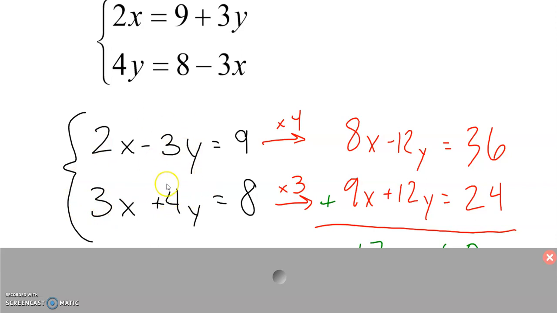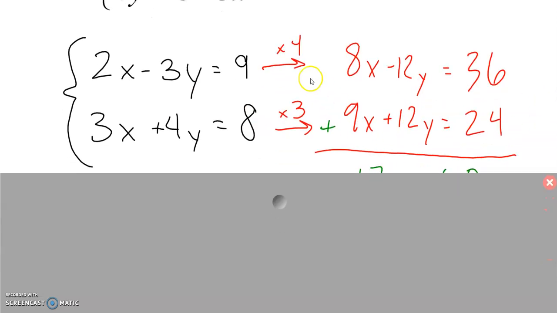I chose to eliminate y's by multiplying this first equation by 4 and this second equation by 3. When you multiply this equation by 4, make sure you're multiplying everything on both sides. So 2x times 4, minus 3y gets multiplied by 4, and then on the other side of the equal sign, that 9 also gets multiplied by 4. I think that's one of those common mistakes I see is people forget to multiply the number on the other side by that number.